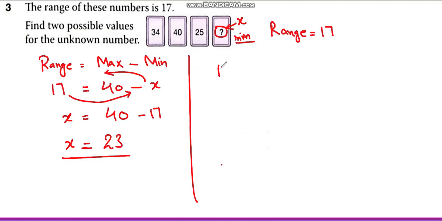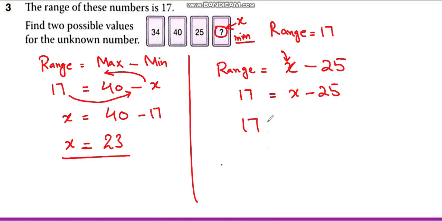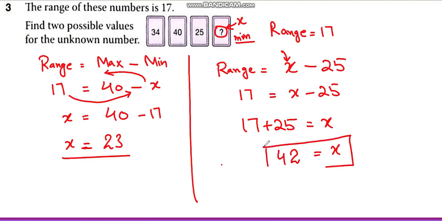On the other hand, if I take x as the maximum value, this is the second case where I'm going to consider x as the maximum value. So I will put x here and then I will subtract the minimum value. In this case, let's suppose the minimum value is 25. Definitely, if x is the maximum value, then the minimum value amongst these 4 numbers should be 25. So the range is still 17. To find x here, meaning the maximum value, I will simply solve this equation by adding 25 and 17, and I will get x as 42. So this is another possible number that can satisfy the data.